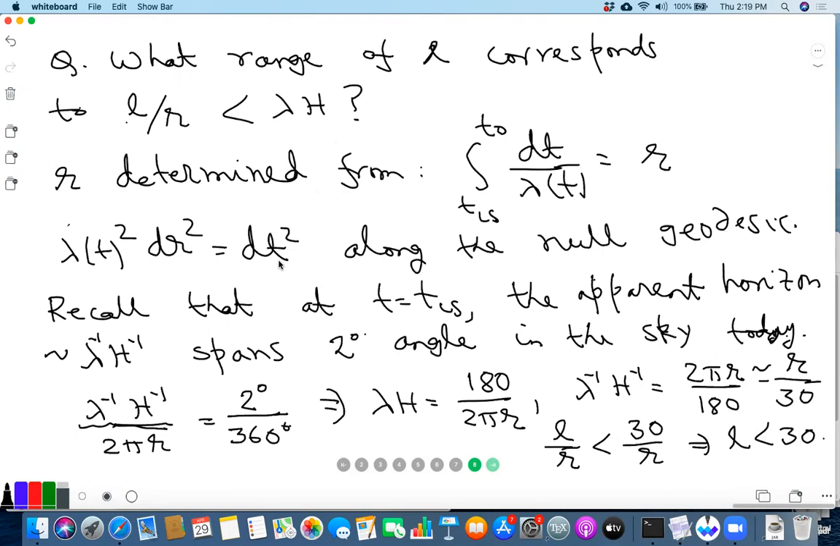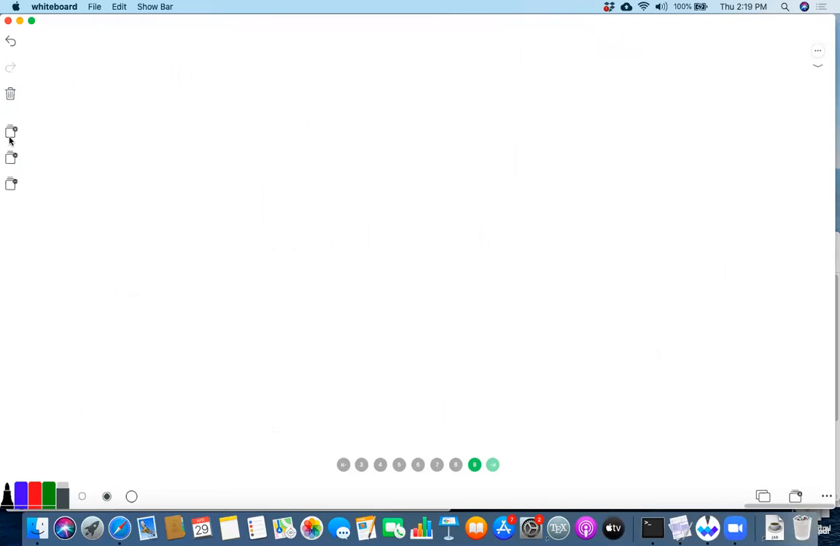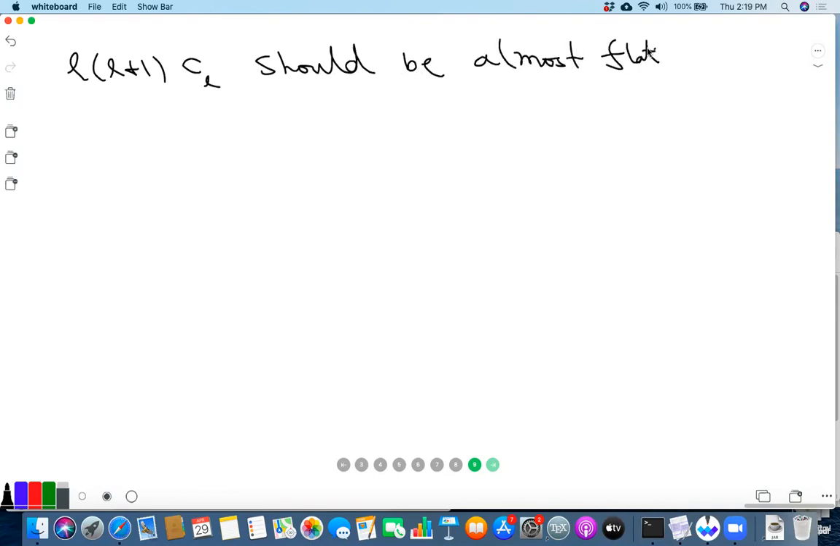Is this clear? So I'm going to write the conclusion. L times L plus 1 times CL should be almost flat for L large, but not too large. Is this clear? Are there questions?